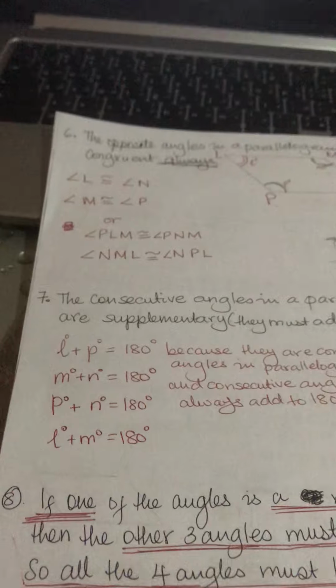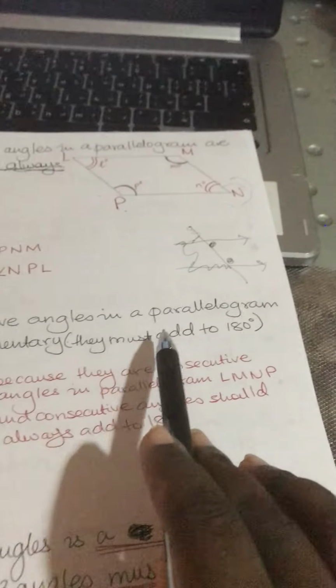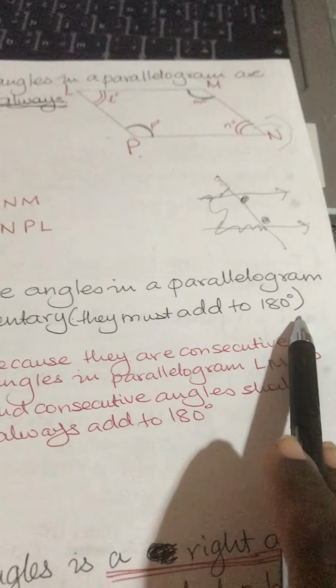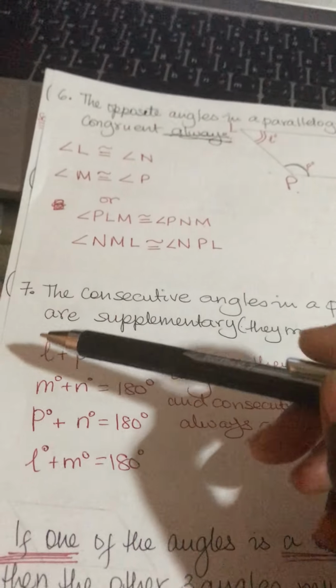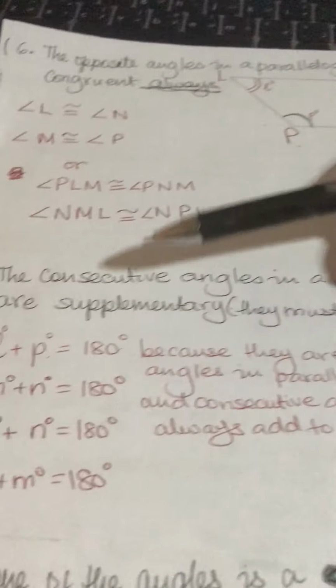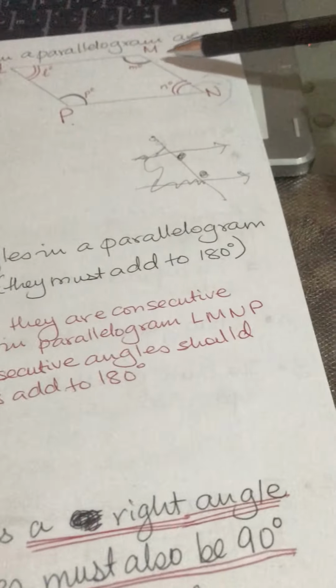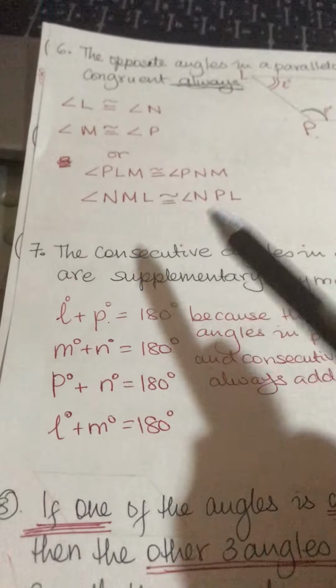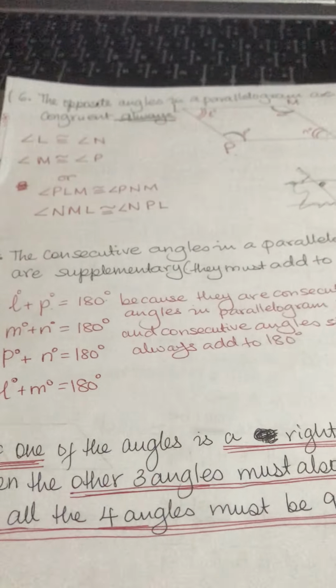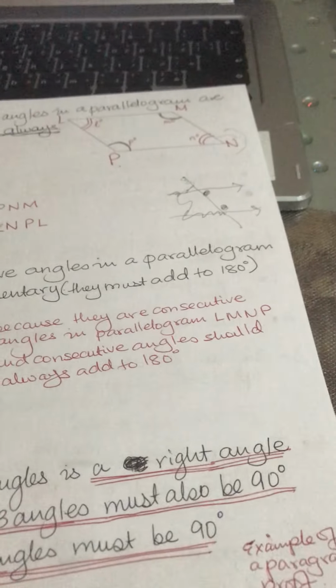Okay? Now, consecutive angles in a parallelogram are supplementary. That means they must add up to 180. So, L plus P, 180. There, L plus P. M plus N, 180. P plus N, 180, 180. Like that. They will always add up to 180.